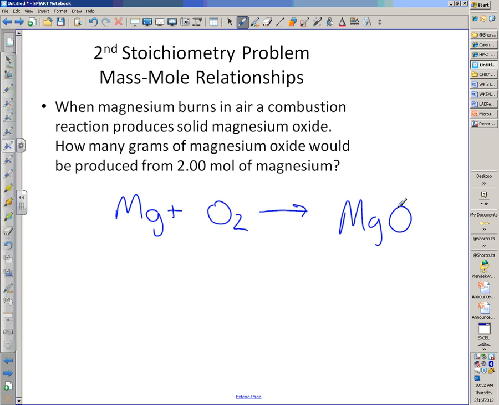Is that balanced as written? It is not. Hopefully you remember how to do it, either because you did it today or because you just turned in a lab report 2 days ago that has this balanced equation on it, or it should at least.